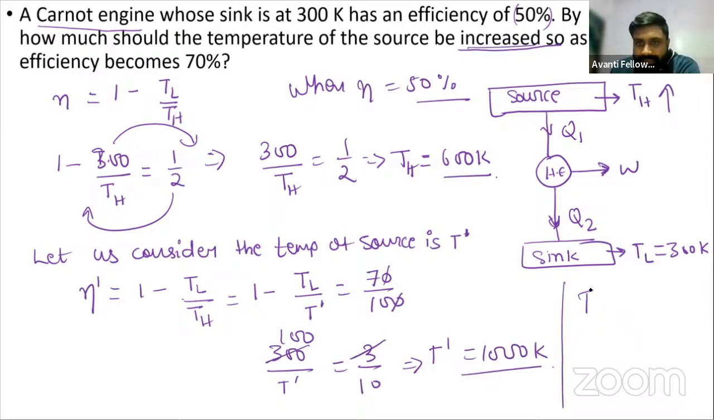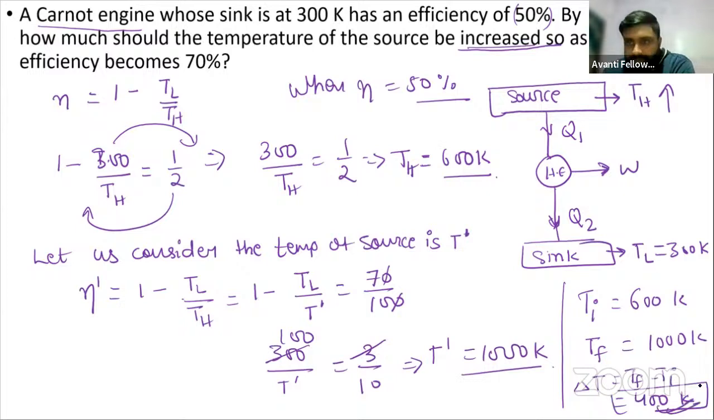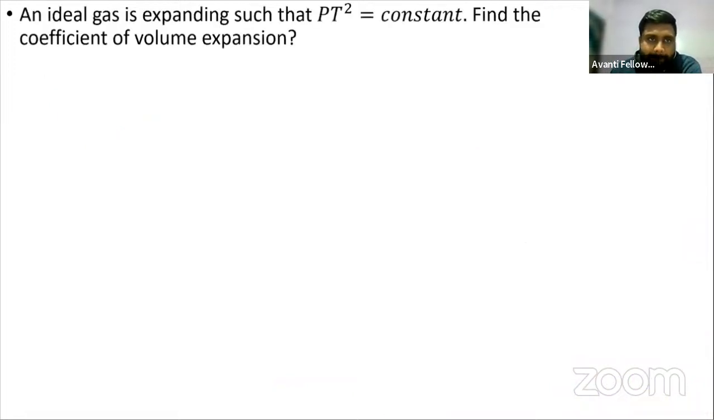Initially, T initial of the source was 600 Kelvin and T final is 1000 Kelvin. So what is the increase? Delta T is T final minus T initial, which is 400 Kelvin. So this is the correct option. The temperature of the source needs to be increased by 400 Kelvin to get an efficiency of 70% from the same Carnot engine. Got it? I hope you got it. Now move on to the next question. This one.